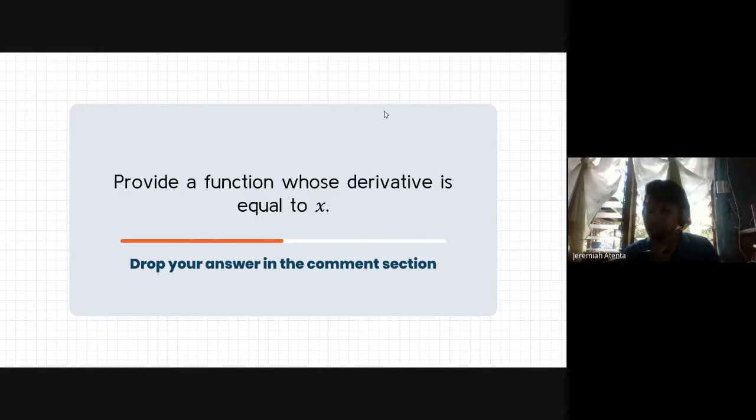Again, provide a function whose derivative is equal to x. Sino kaya yung unang makapagbibigay ng function? Sige, formulate kayo. You construct a function. Tingnan natin if you can give.